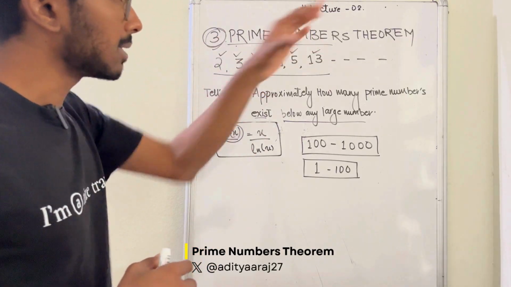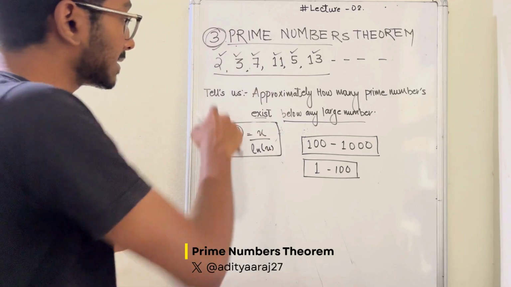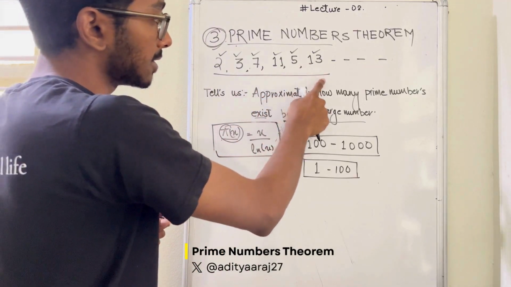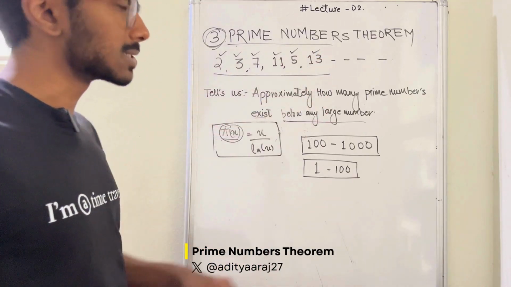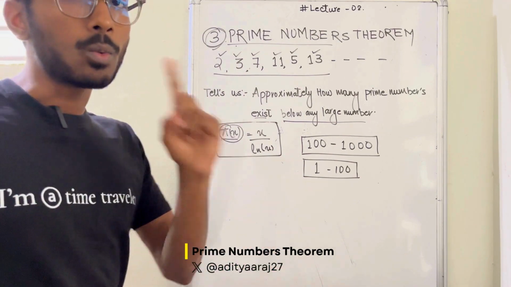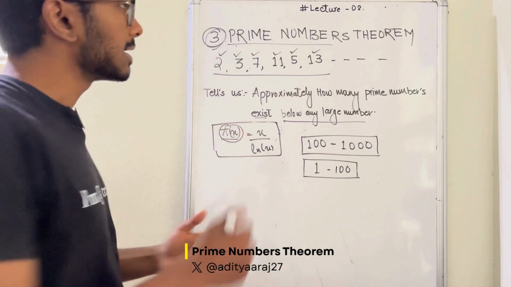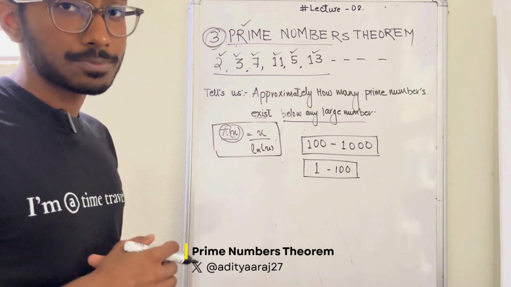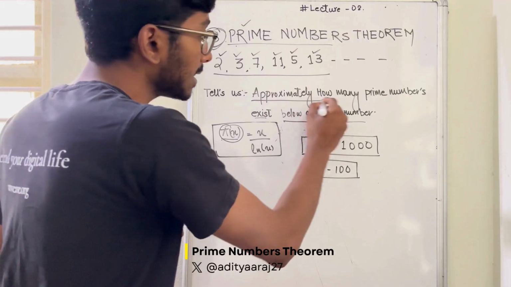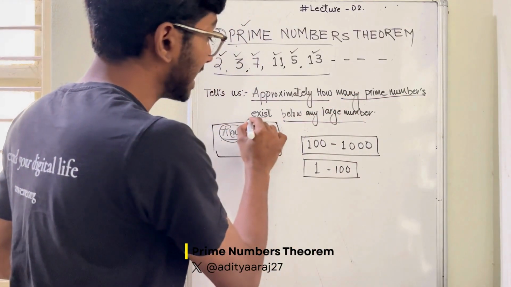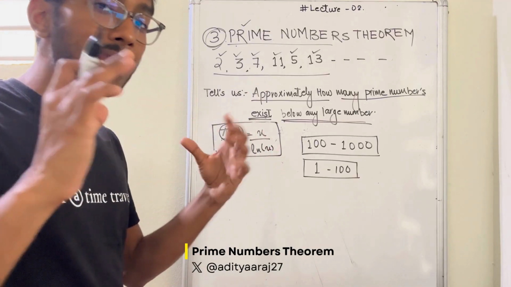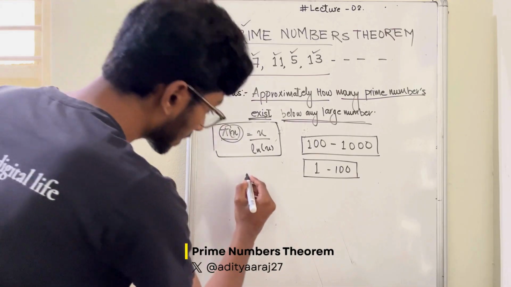So to understand the prime number theorem, let's first understand these numbers: 2, 3, 7, 11, 5, 13. All these are prime numbers. The whole idea of prime numbers is that anything that is divisible only by 1 or by itself is called a prime number. This theorem states approximately how many prime numbers exist below any large number. You take any large number, for example, 600.